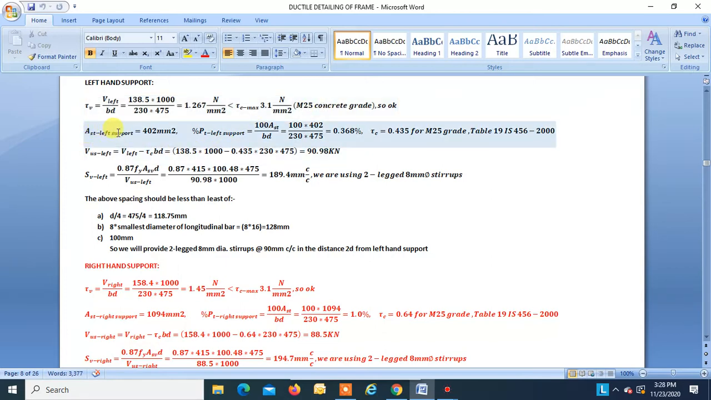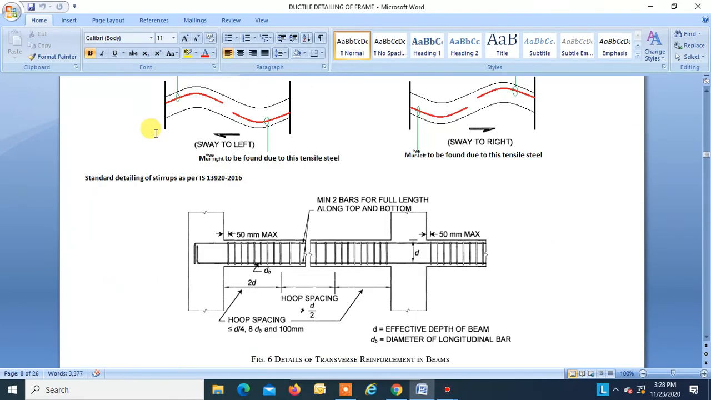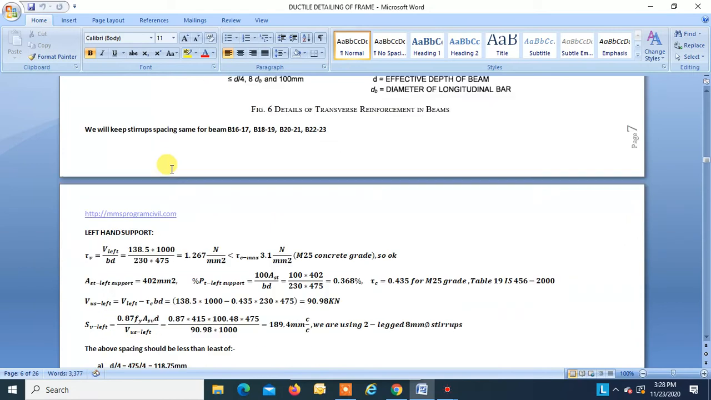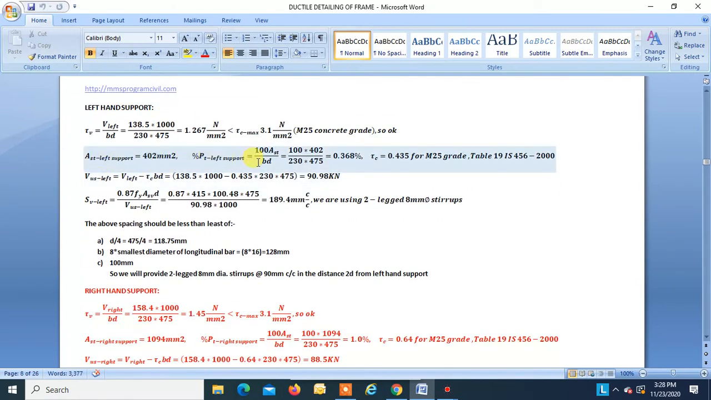Now AST provided on the left support is 402 mm square, which we just saw over here. From that we can find the percentage of steel. So PT is 0.368, and the corresponding tau c from table number 19 for M25 is 0.435. So tau c is less than tau v, and tau v is less than tau c max. So we will have to provide stirrups for the additional shear force VUS.